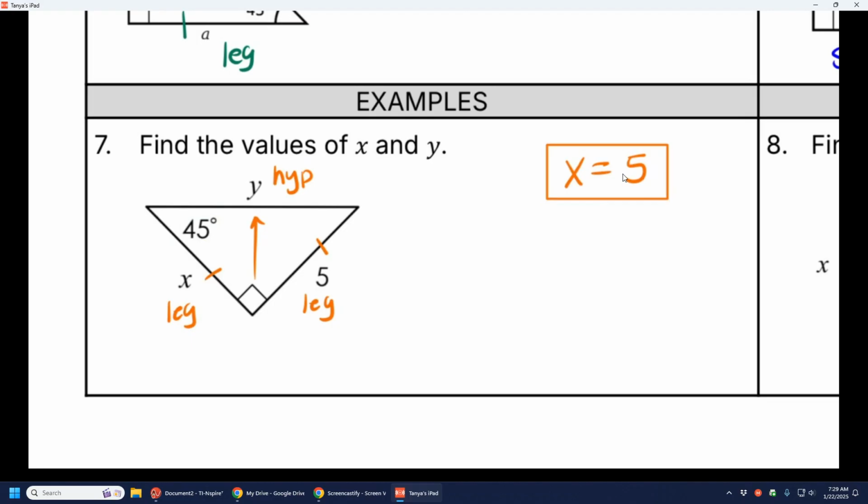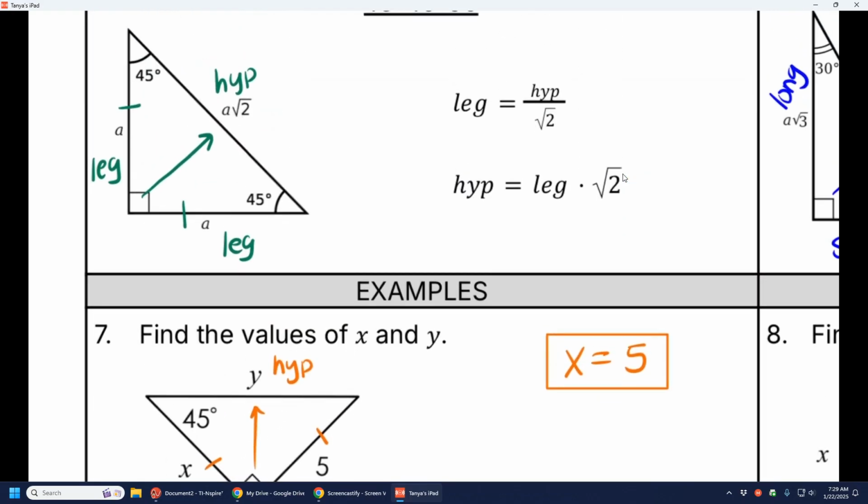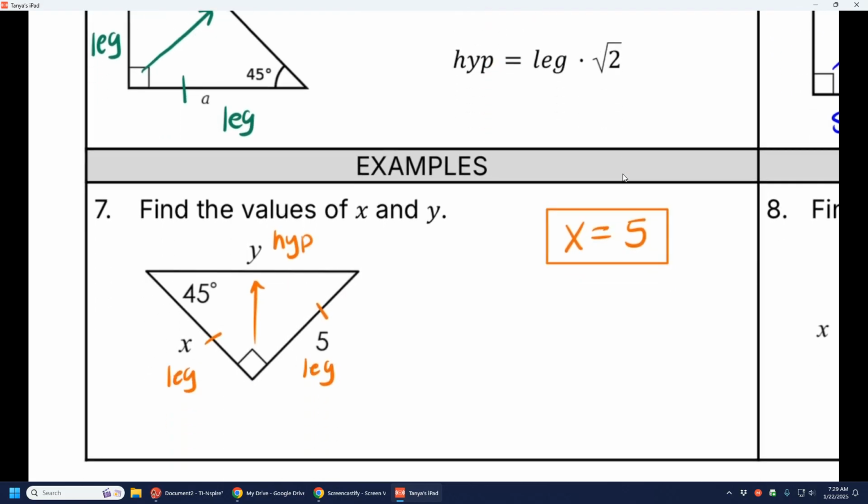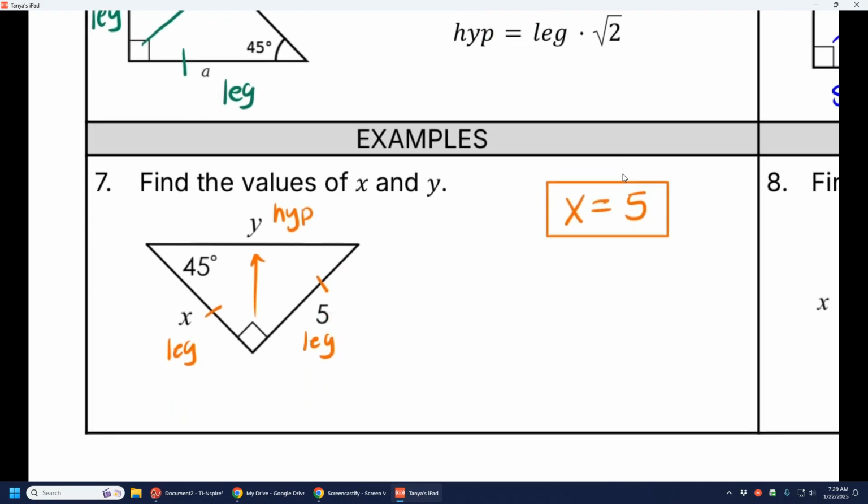And then to find our hypotenuse, I'm going to go back to our notes here. It's leg times the square root of 2. Our leg was 5, so for y, 5 square root 2. That's it. This one was a pretty easy one.